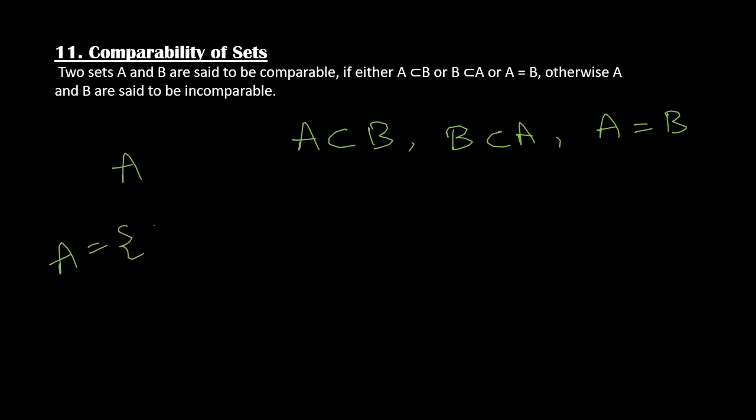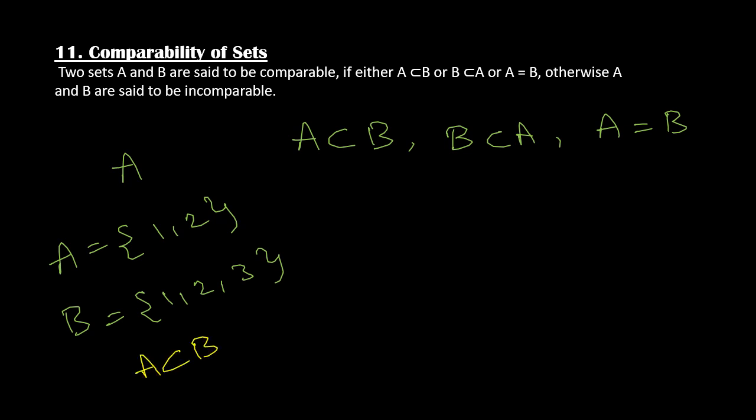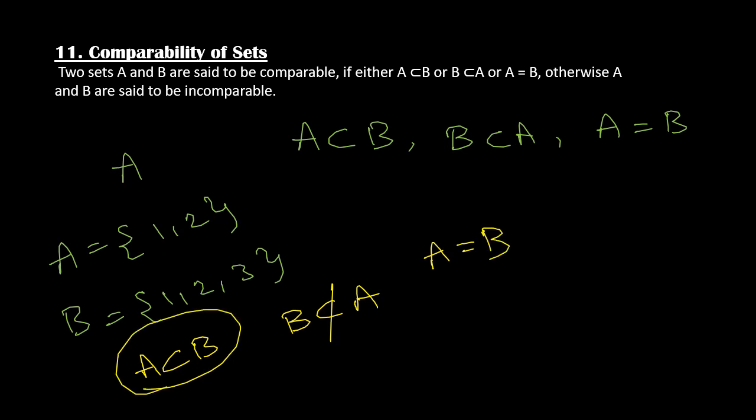So let me take A = {1, 2} and B = {1, 2, 3}. Agree? So in this case, what can I say? A is completely contained in B, a proper subset. But B is not contained in A, and A is also not equal to B. Any one of the three is enough, so I can actually compare them. Why? Because A is contained in B.